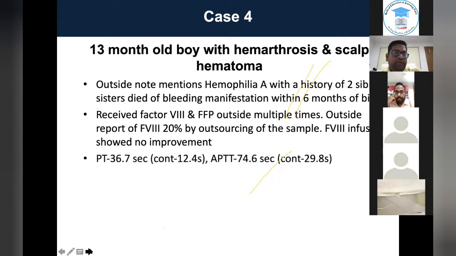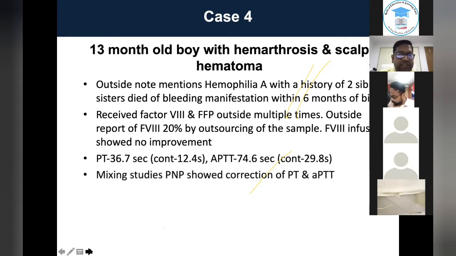When a bleeding screening workup was done, PT was 36.7 seconds, APTT 74.6 seconds. Both are prolonged. Mixing studies with PNP showed correction of both PT and APTT. That means it is a coagulation factor deficiency, but both are prolonged. Whenever both are prolonged, you have to keep in mind you are dealing with either a common pathway defect or a combined factor deficiency.